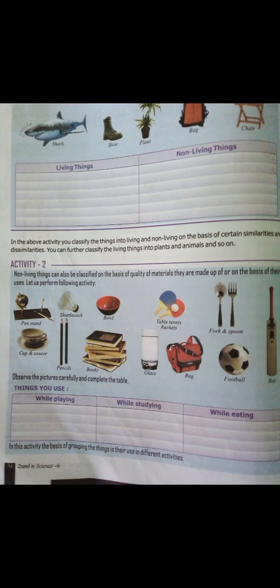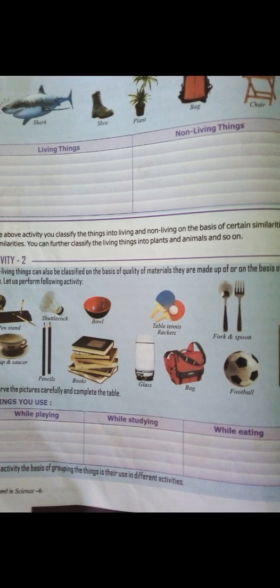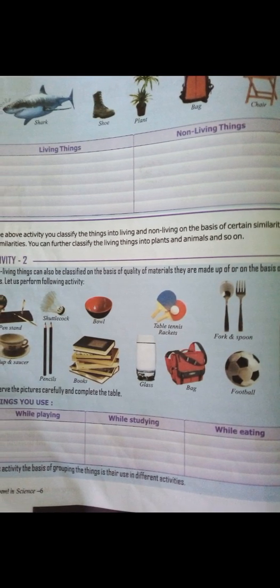We can group the available things into living things and non-living things. If you observe, there is a big shark here. Shark is a living thing. Shoe is a non-living thing. This is how we group. Plant is a living thing. Bag is a non-living thing. And chair is also a non-living thing. This is one of the examples for grouping.